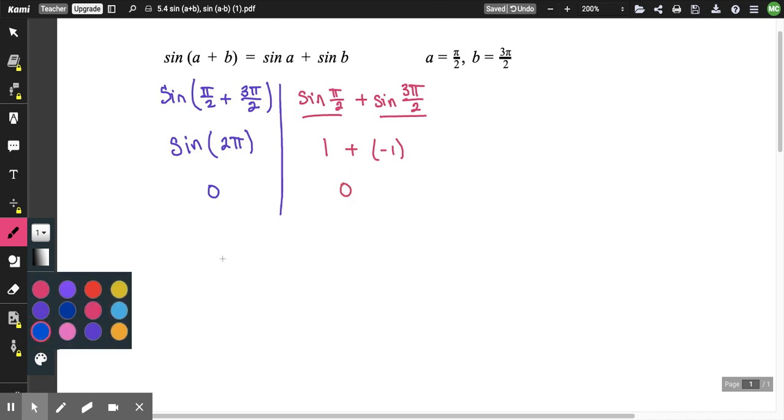So now I can see on this that the left side and the right side are in fact equal to each other. So that means that never true could not be the correct answer.